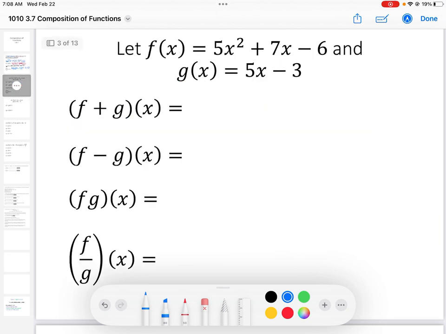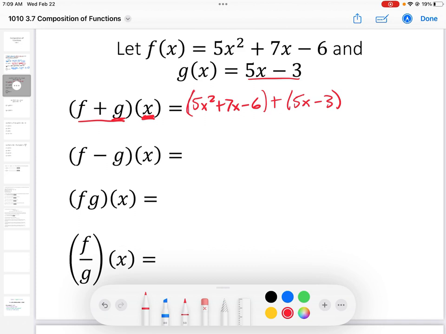And sometimes you'll also be asked to find the addition or subtraction or multiplication of functions where you're not given a specific input. So in this case, if we were asked to find f plus g of x, then we would just say, okay, I'm going to input x into the function f, which gives 5x squared plus 7x minus 6. And then I'm going to take that and add the function g. So I'm going to add 5x minus 3, because if I take x and put it into g, this is what I get out. And then you can simplify this by combining like terms.